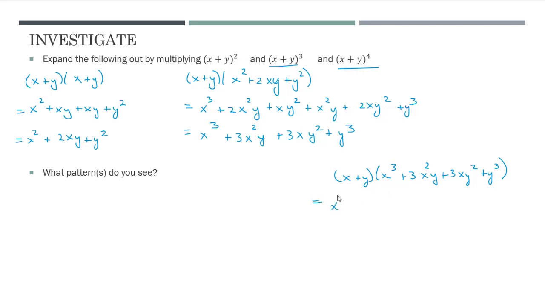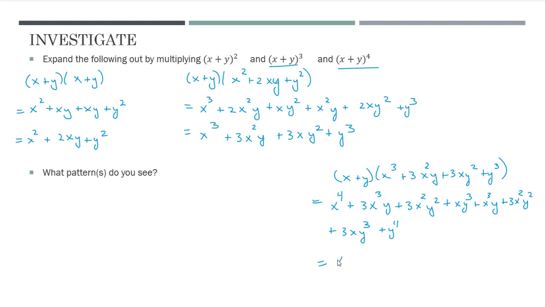So we get x to the power of 4 plus 3x cubed y plus 3x squared y squared. And we haven't done the cubed, so x times y cubed is just going to be xy cubed. And now we can start doing the y's. So we get x cubed y, and then plus 3x squared y squared, and then y times 3xy squared gets us 3xy cubed. And then we get plus y to the power of 4.